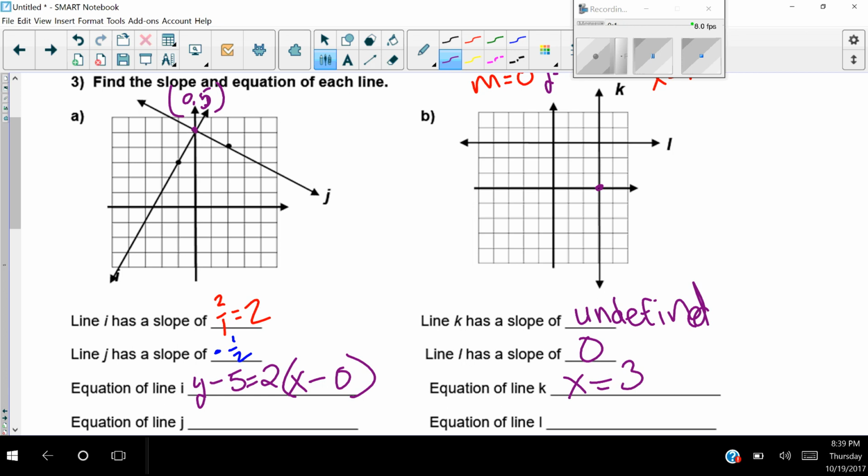For the equation of line L, it's going to be y equals 1, 2, 3. So right here, y is 3. Right here, y is 3. Every little point on line L, y is going to be positive 3.